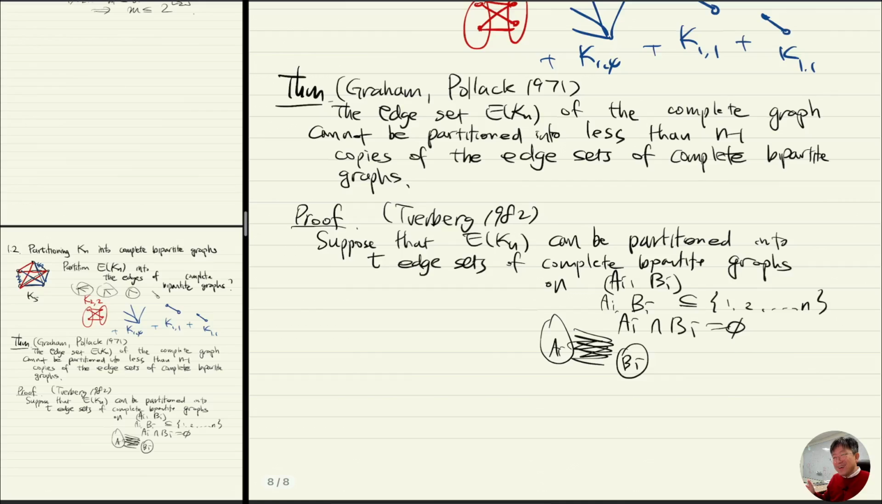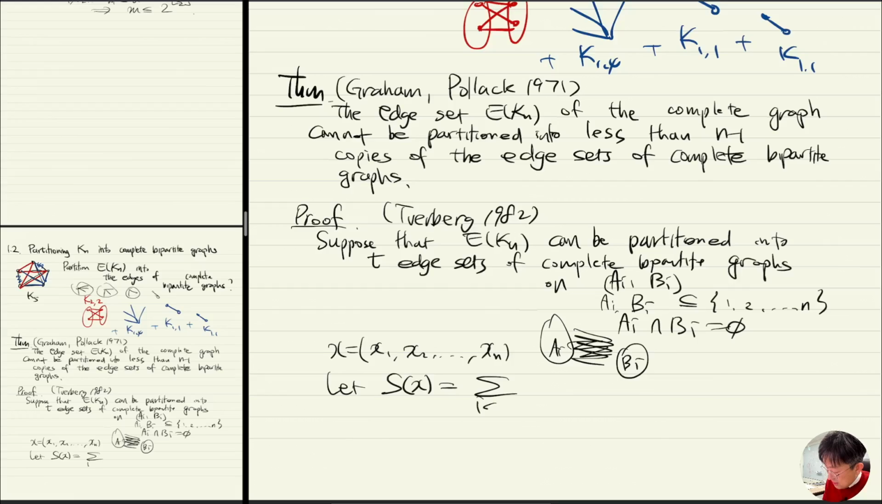Now, what I do here is to consider a polynomial. So let S of x, where x is actually a variable consisting of n variables, be defined as the sum of all products of xi and xj. Right? Why not? So that's a polynomial. For every edge, you have one monomial, xi xj. Because we can partition it into complete bipartite graphs, I can write it as a sum of all these things.